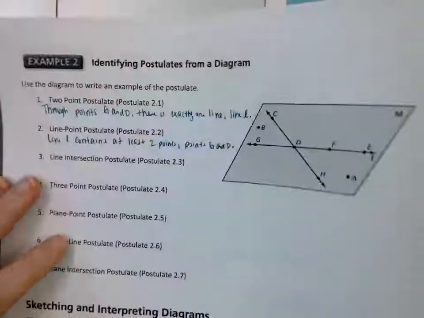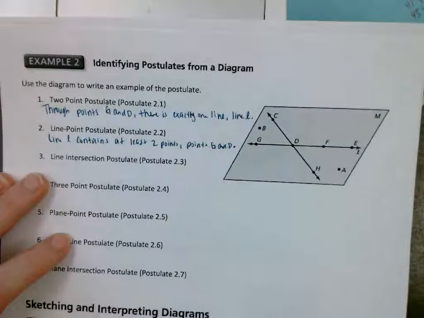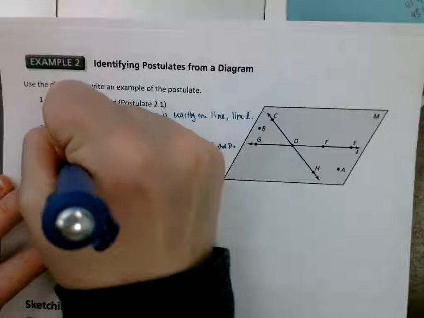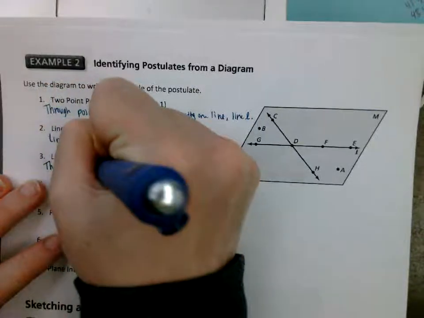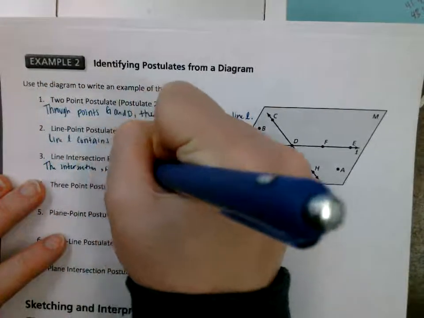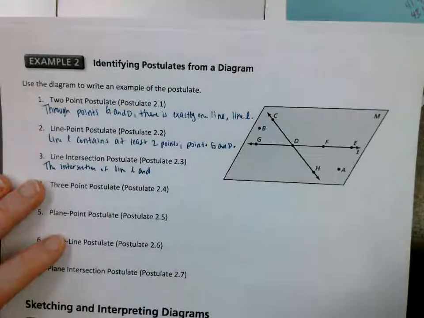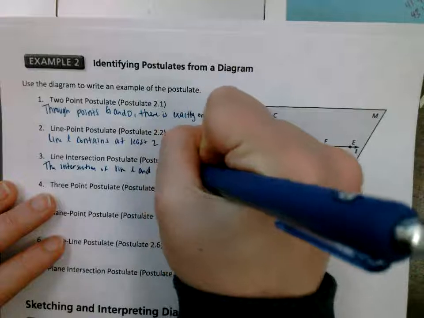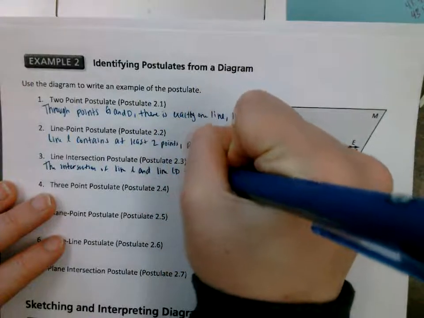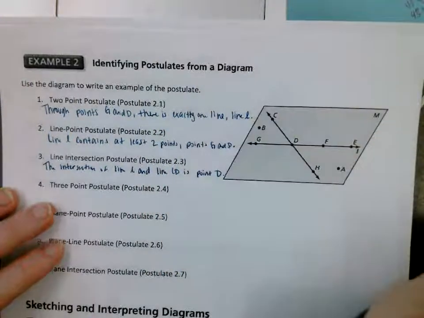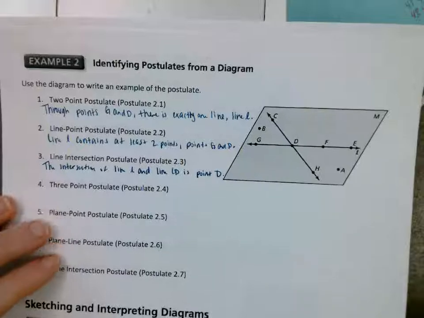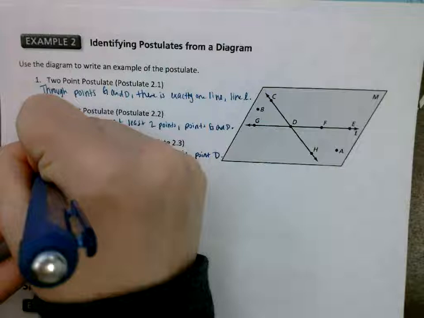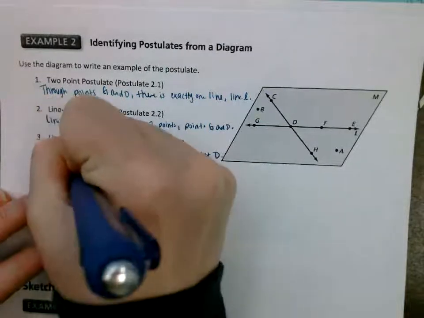Okay, keep going down the line. 2.3, the intersection of line L and I'm going to call the other one CD is point D. Okay, the next one is the 3-point postulate. It says through points.